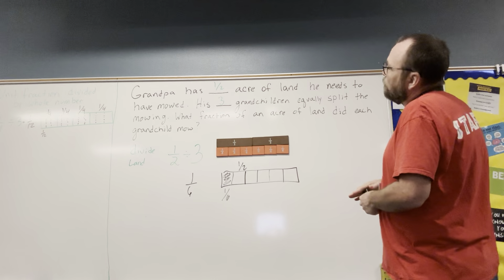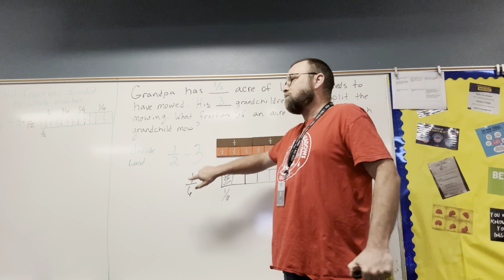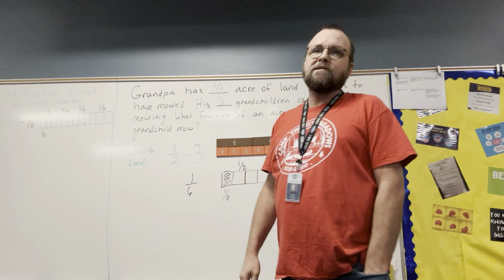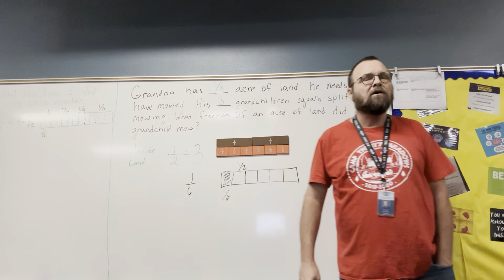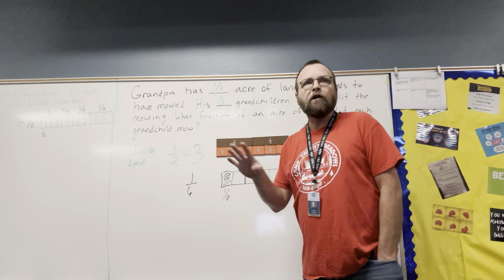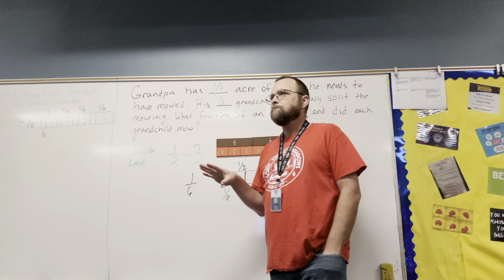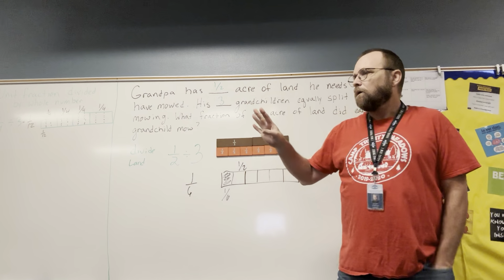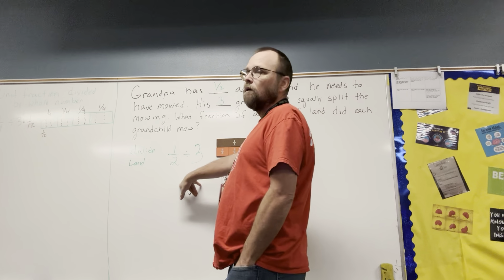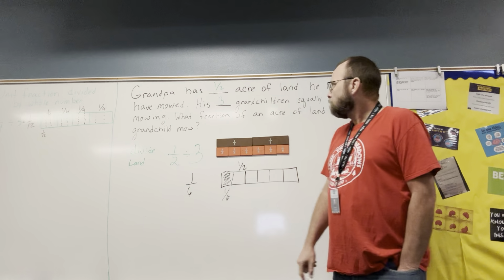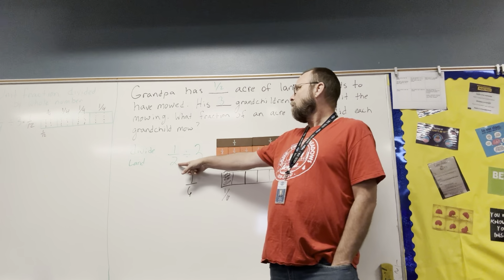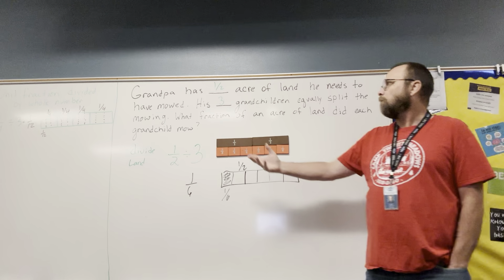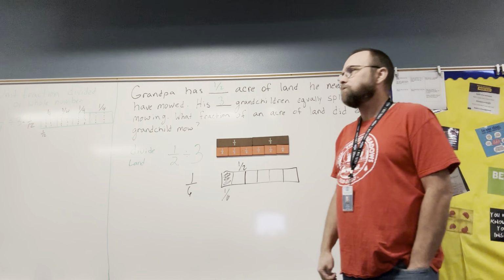So each grandchild is mowing 1/6 of the land. Questions on this? The only thing you're going to mess up on when we do these unit fractions and whole number division is accidentally putting a whole number here. Because if you put the whole number, 3 divided by 1/2 would be 6. And they're not mowing 6 acres.